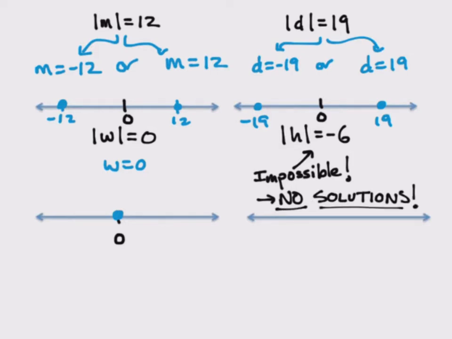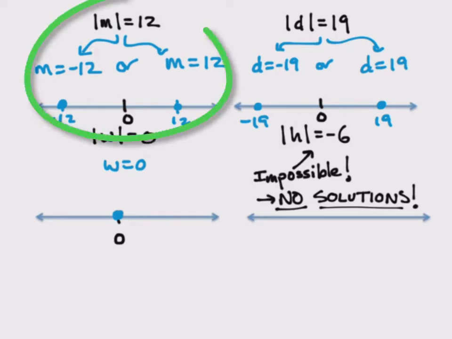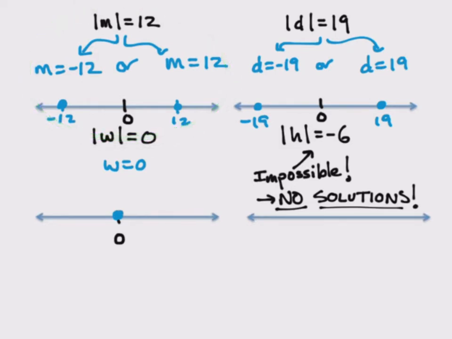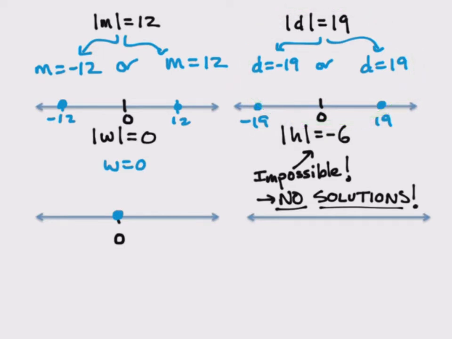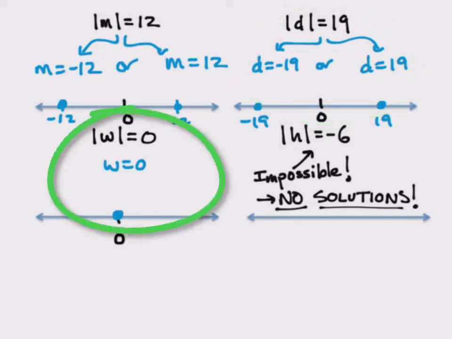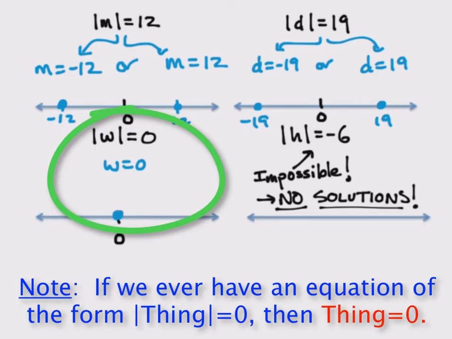Alright, I hope the first two weren't too bad for you. Of course, if the absolute value of some number m is 12, m has to be either 12 or negative 12. If the absolute value of some number d is 19, well, then d could be 19 or d could be negative 19.